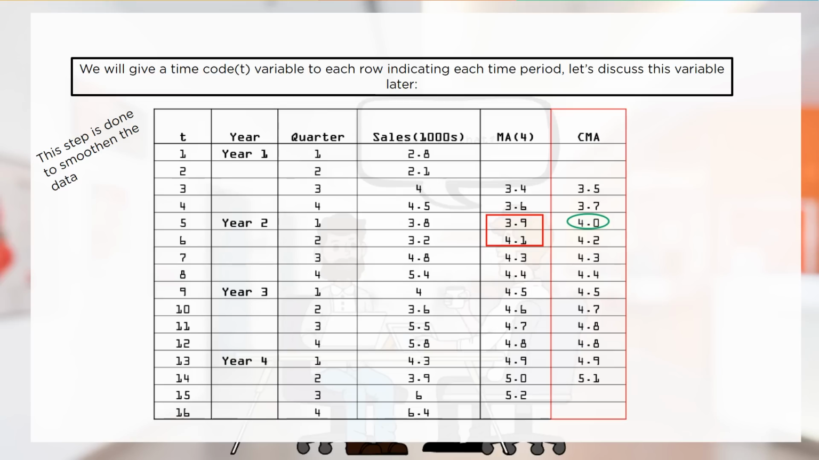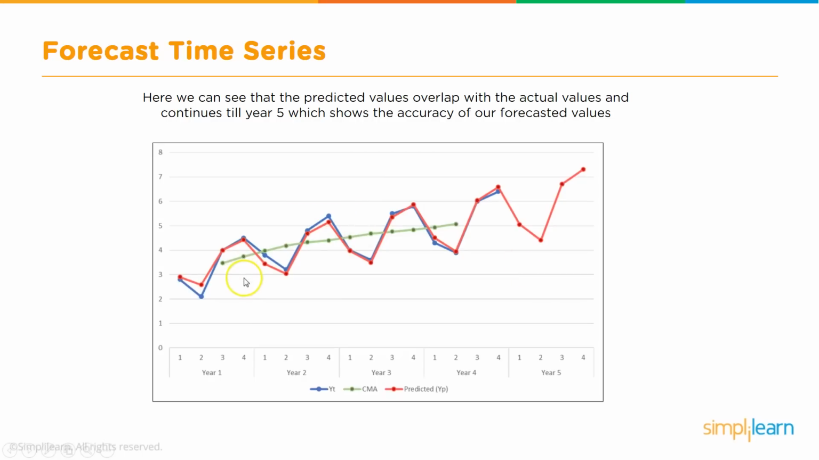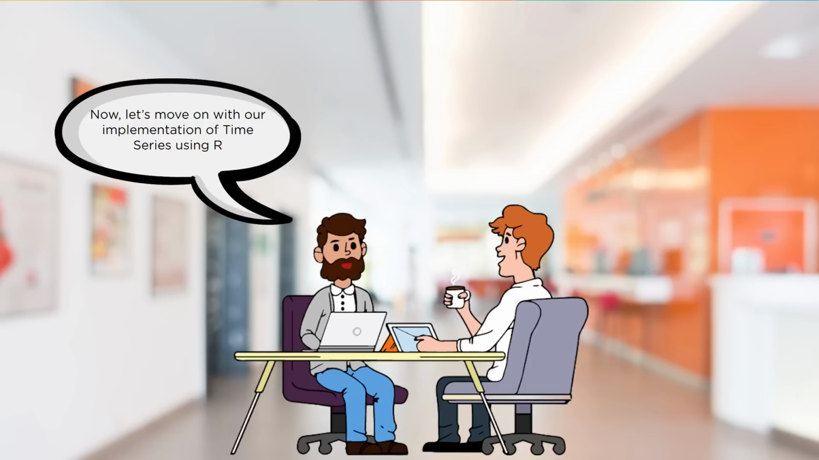And we also talked about the concept of moving average, how to calculate the moving average, and also in order to smoothen the whole thing, we talked about the centered moving average. And this is how, if we plot and visualize, the data would look. This blue color is the actual data, and then the green color is the centered moving average, and the red line shows the predicted values. So with that recap, let's go ahead and implement a time series forecast in R.